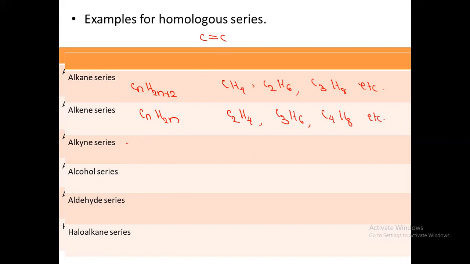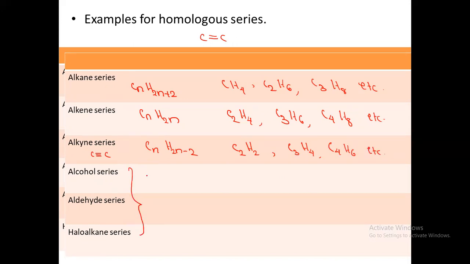Then you have the alkyne series, where you have at minimum a carbon-carbon triple bond in the molecule. If there are n carbons, the number of hydrogens will be 2n minus 2. Again, to form an alkyne, there should be a minimum of 2 carbons. So the simplest alkyne is C2H2, then C3H4, C4H6, etc. They also form a homologous series.